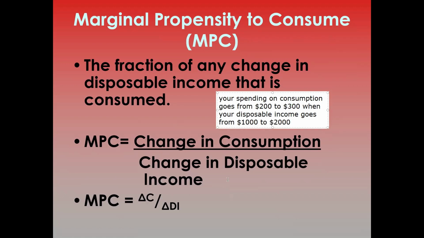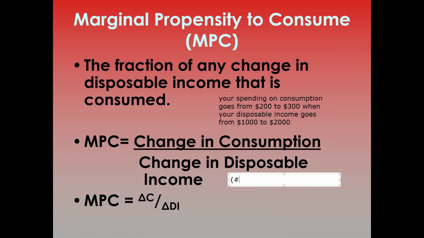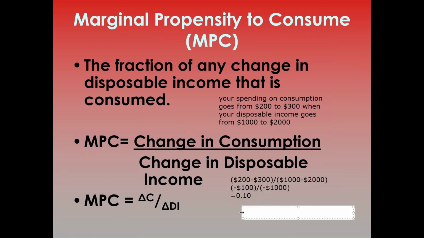To calculate that, you would do 200 minus 300 divided by 1,000 minus 2,000. That would just be negative 100 divided by negative 1,000, and that would be 0.10. So that would be the multiplier here. The MPC, the marginal propensity to consume, is 0.10.